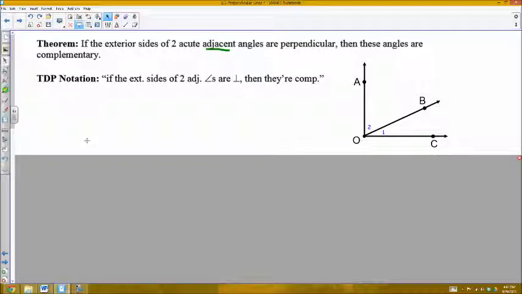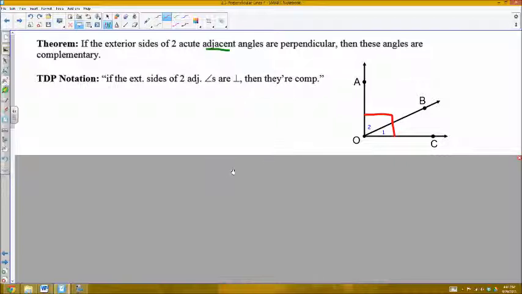And what this theorem is saying is that if the exterior sides are perpendicular, so given the fact that these exterior sides are perpendicular, so that would be that OA is perpendicular to OC, I can conclude that these two things will add up to 90. And if they add up to 90, then by definition, they're complementary.